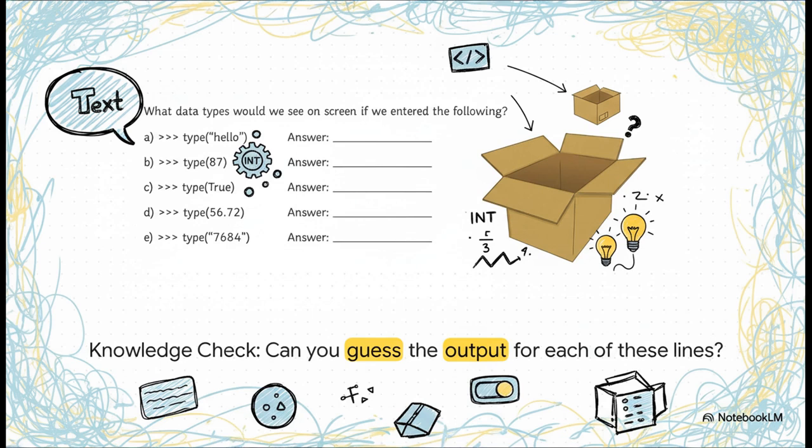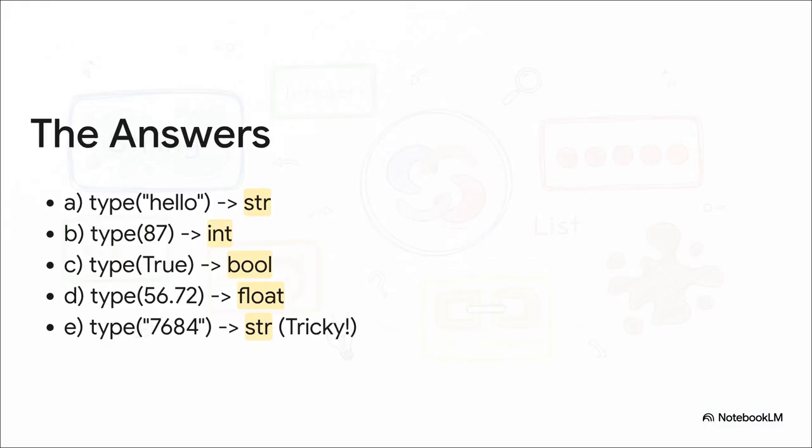Here are 5 examples. Before I give you the answers, just pause for a second and try to guess what Python is going to spit out for each line. What type is hello? What about the number 87? Or 7684? All right, let's see how you did. So, hello in quotes is a string, or str. 87 is a whole number, so that's an int. True is, of course, a bool. 56.72 has that decimal point, which makes it a float.